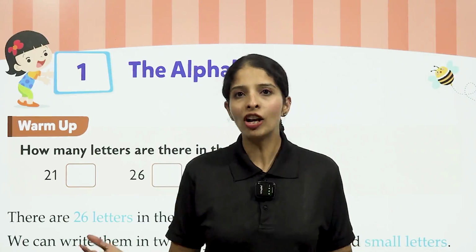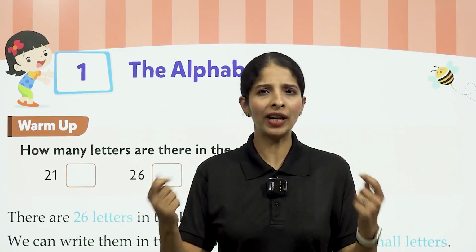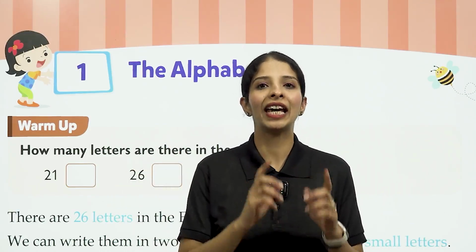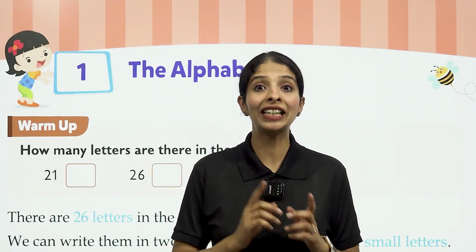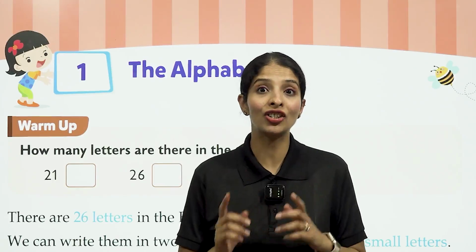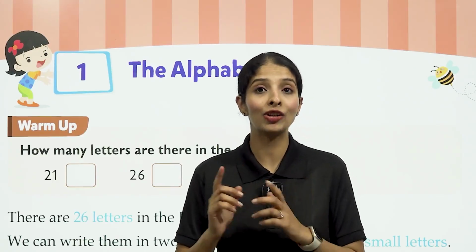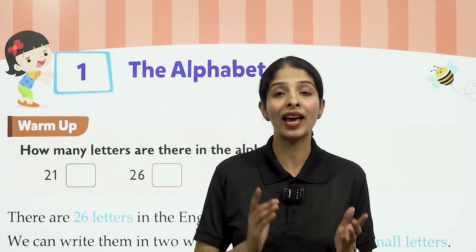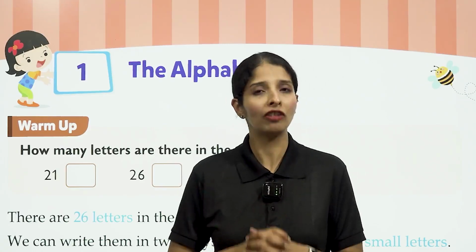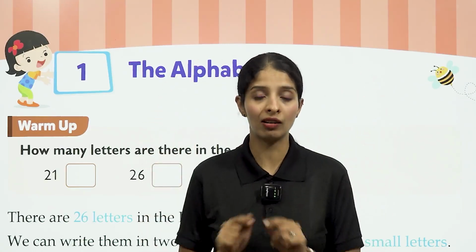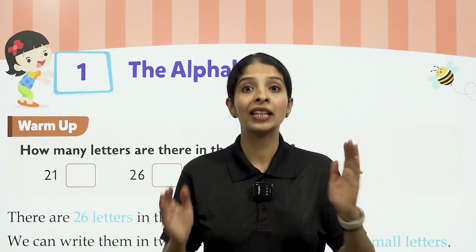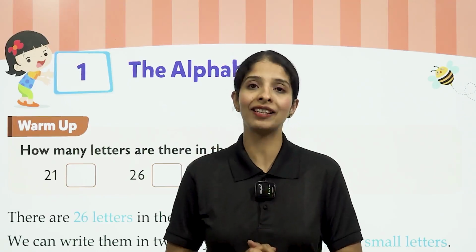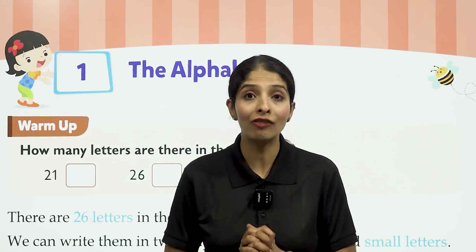Now, we all remember our ABCD? Quickly, revise with me all the letters in the alphabet. A, B, C, D, E, F, G, H, I, J, K, L, M, N, O, P, Q, R, S, T, U, V, W, X, Y, Z. Now, if you count these letters from A to Z, they are 26. So, there are 26 letters in the alphabet.